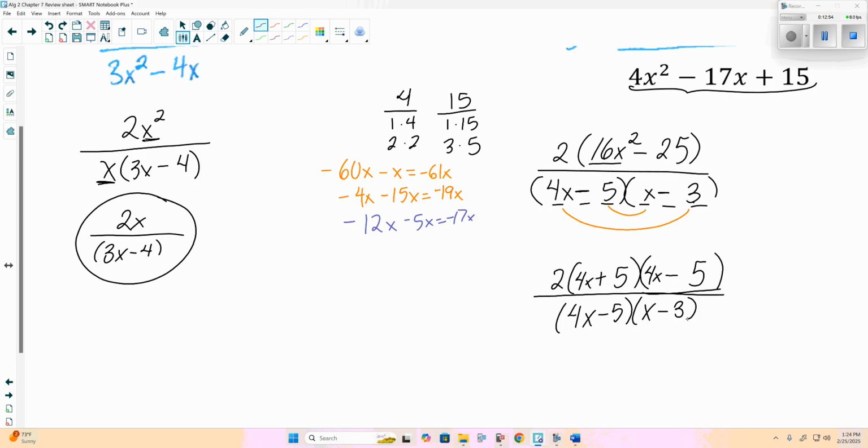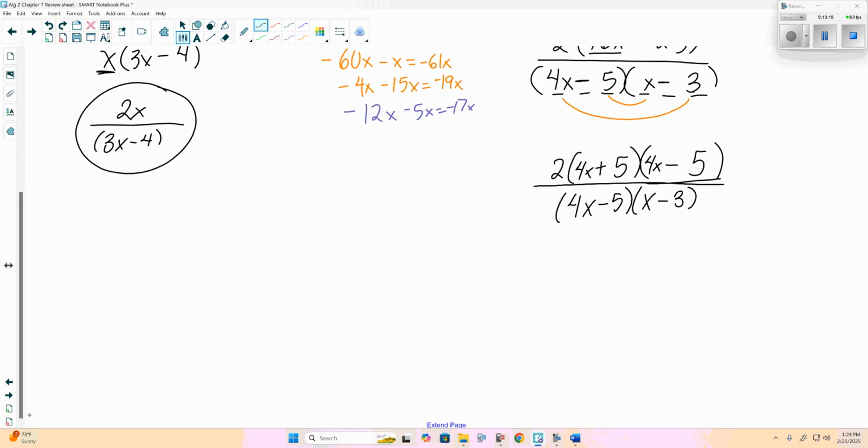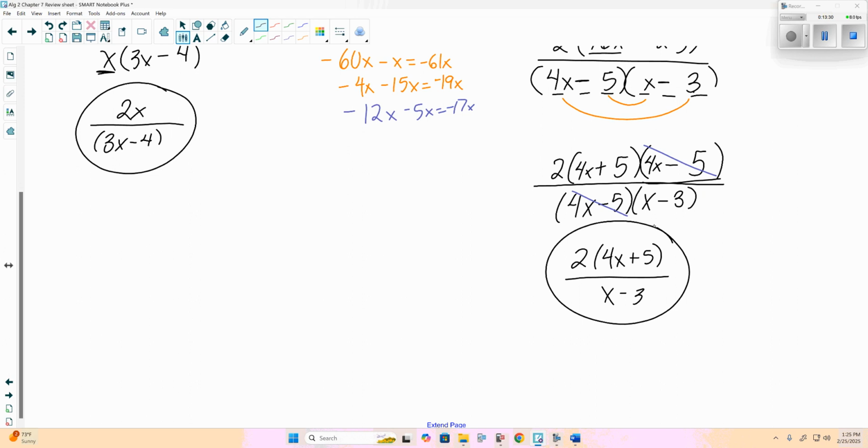So if we get stuck with one of them, it's good to try to factor the other one out completely because it might give you a hint at what one of the ones on top or bottom, vice versa, is going to be. Since we have 4x plus 5 times 4x minus 5 on top, hopefully we have either 4x plus 5 or 4x minus 5 on bottom. Well, we do have a 4x minus 5 on top and bottom. So those will cancel, leaving us with 2 times 4x plus 5 over x minus 3.